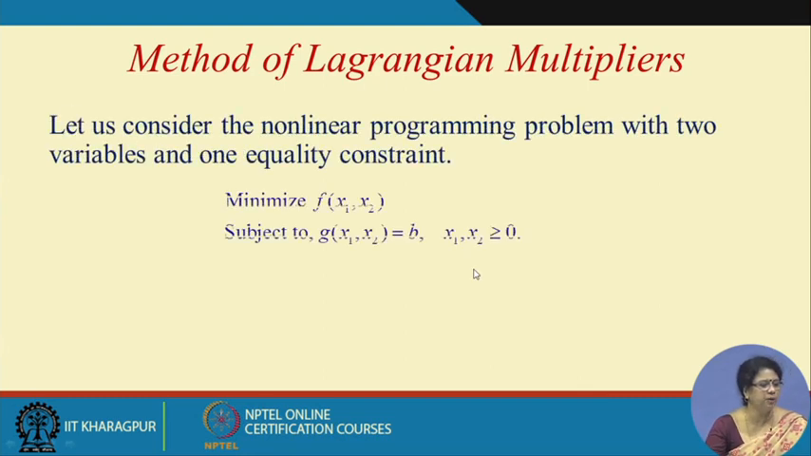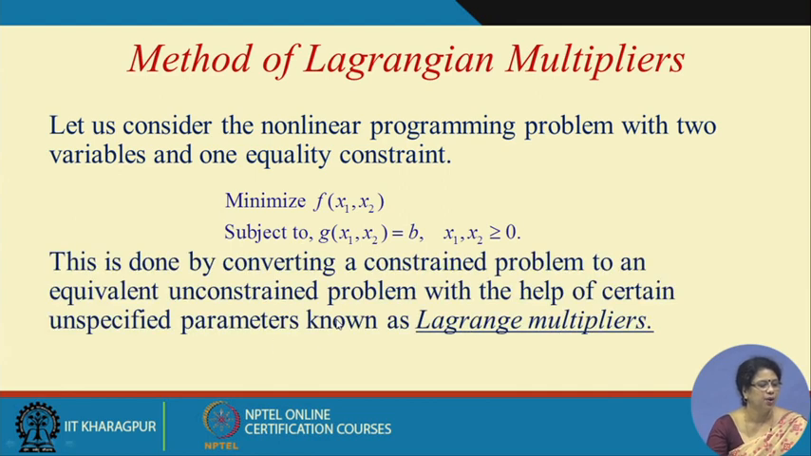For this problem again we are considering the same kind of problem. Let us consider the simplest case. Two variables are there, one simple equality constraint is there, because if there are more equality constraints, some complications arise, that I will discuss in the next class. Today I am considering the simplest case of the Lagrangian multiplier method, where only one constraint is there.